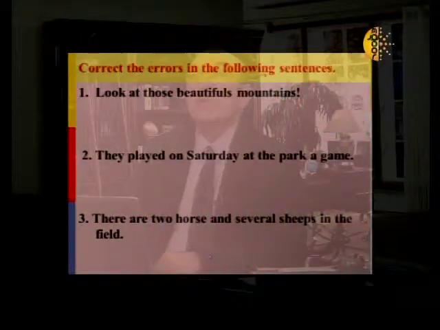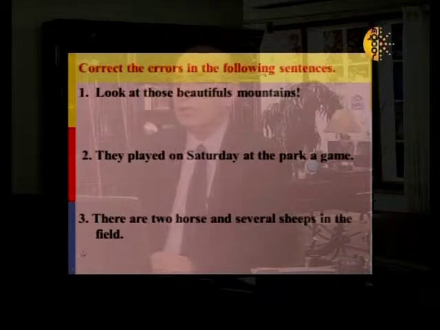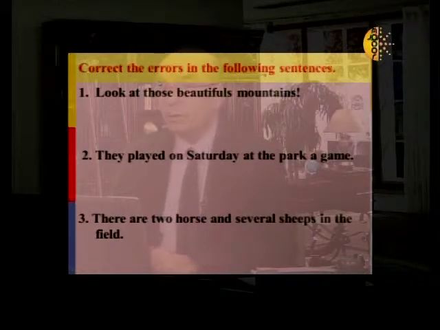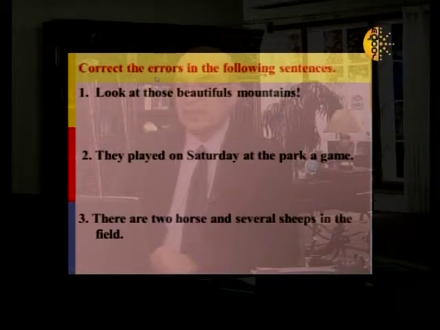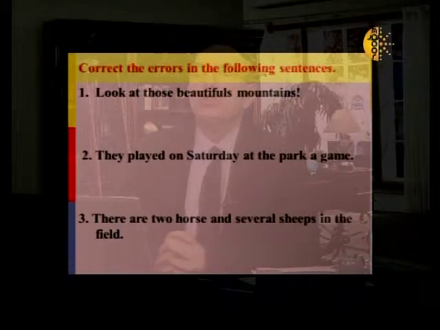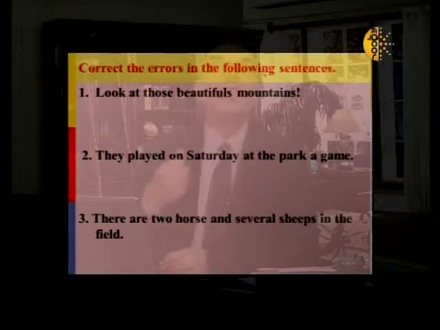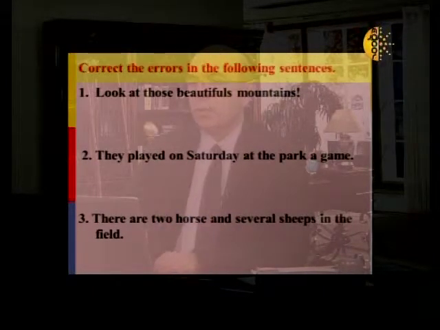Now, let's go to the next part. Here, correct the errors in the following sentences. So there are some sentences, there are some errors in them, mistakes. Another word for mistake is what? Error. Okay? Correct the errors means what? Correct the mistakes in these sentences. So each sentence has a little bit of a problem. So what I want you to do is first to figure out what the problem is and then fix it. Okay? So sentence number 1.